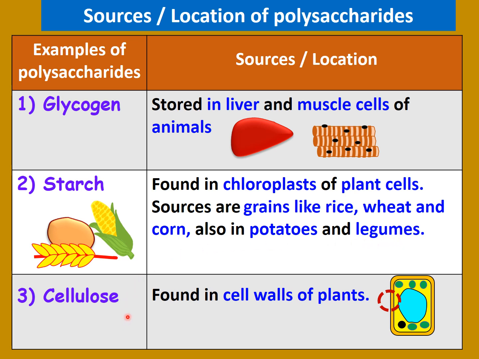Lastly, cellulose. Where is it found? So cellulose again is found only in plant cells and plants, not in animals. And it is found in the cell walls of plants, where it is used to build up the cell walls that are rigid and strong, to give support to the cell and to help it maintain the shape of the cell. Do you know that cellulose is the most abundant organic compound in the whole earth? Because it's found in plants, and plants grow everywhere.